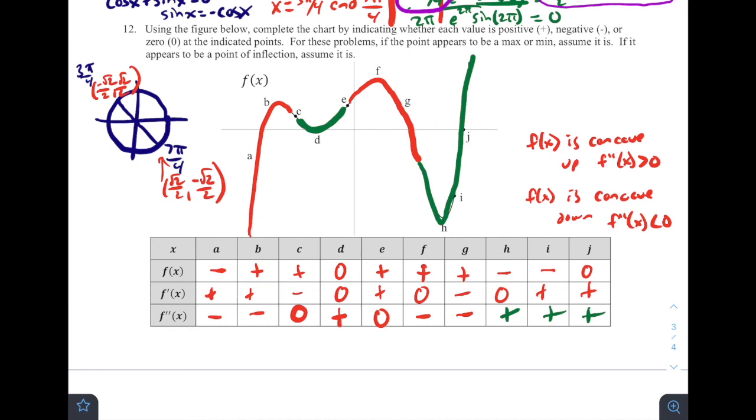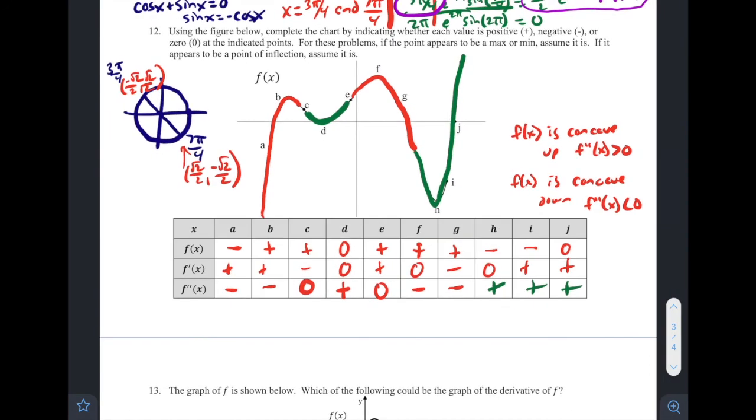So that is how we'd fill out this table, and of course, we could justify all sorts of things that are happening on this. Yep, that's our table for number 12.